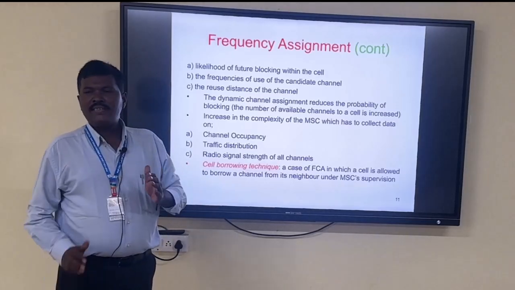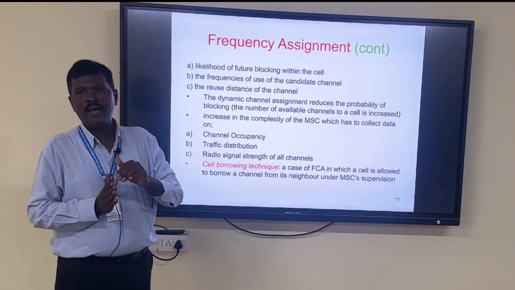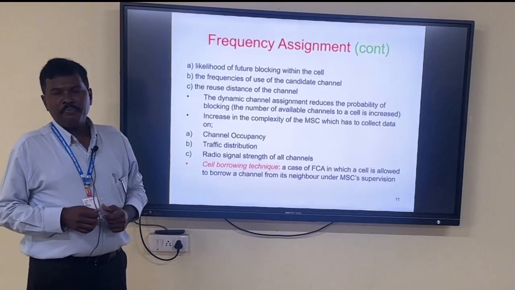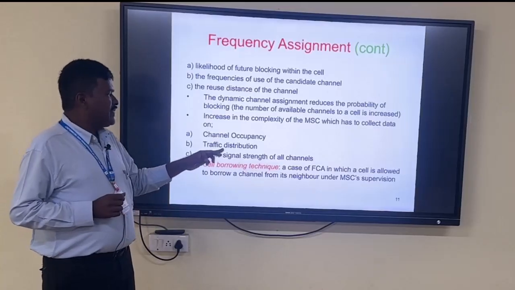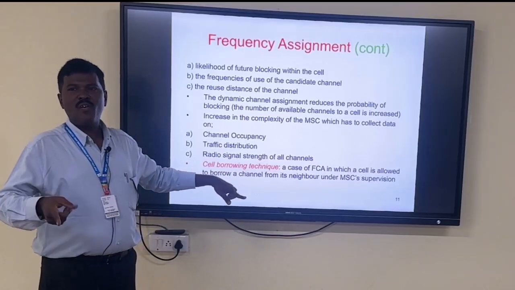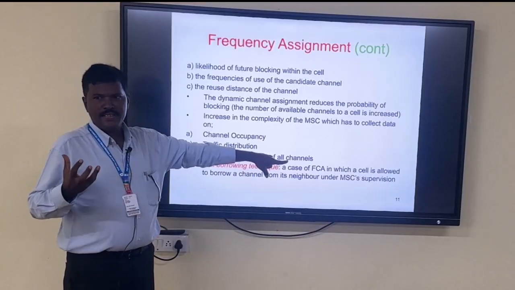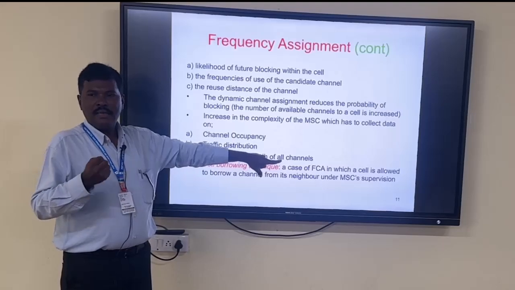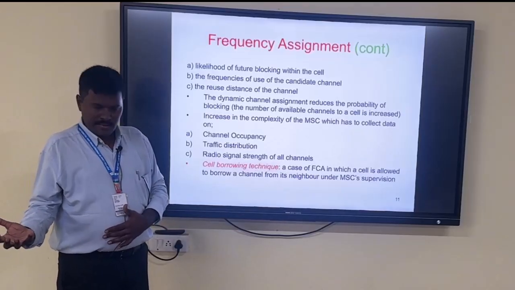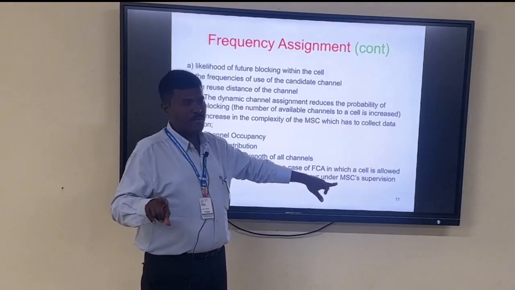In fixed channel assignment, as I told you, blocking as well as call rejection will happen when all the channels are busy. So another option is there: in this FCA, a cell is allowed to borrow a channel from its neighbor with the permission of the MSC, the mobile switching center. While implementing this, if it needs one channel, there is a possibility that you can borrow another channel from the adjacent cell. That will be carried out under the supervision of the mobile switching center only.